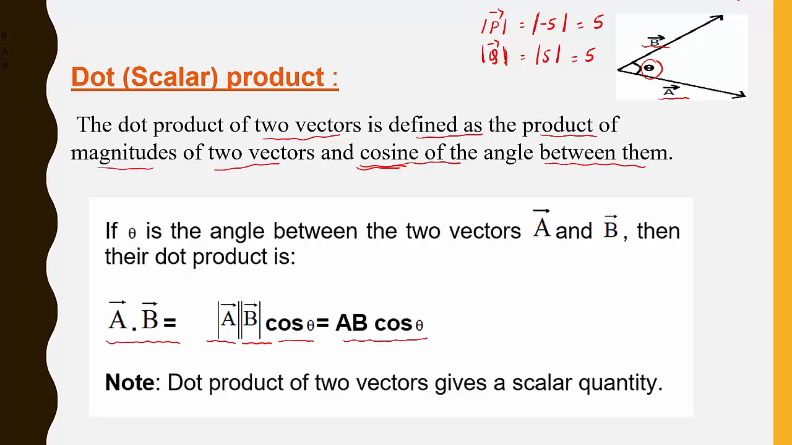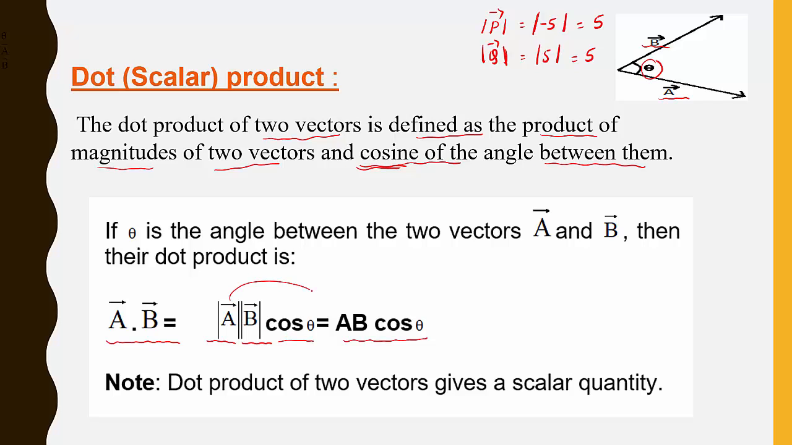Whenever we are going to talk about the direction, the suitable trigonometric function is cosine. So we are going to consider cosine of angle between them. So how to write the equation? Vector A dot vector B is equal to mod of vector A into mod of vector B into cos theta.